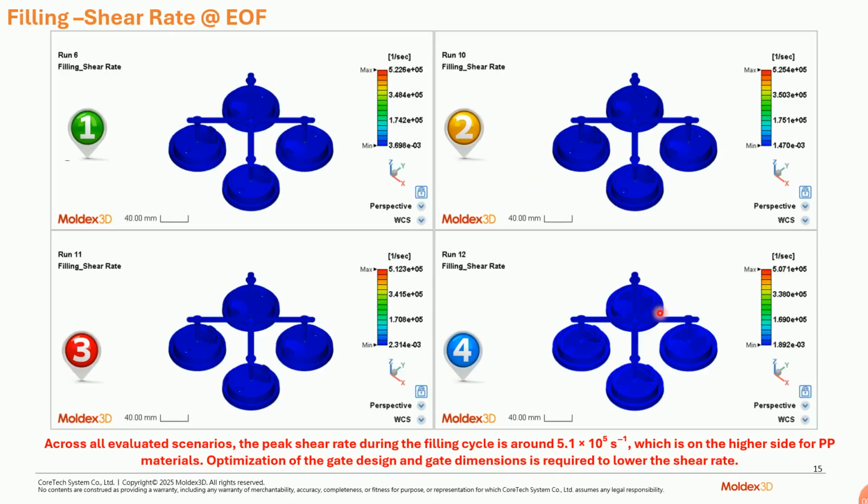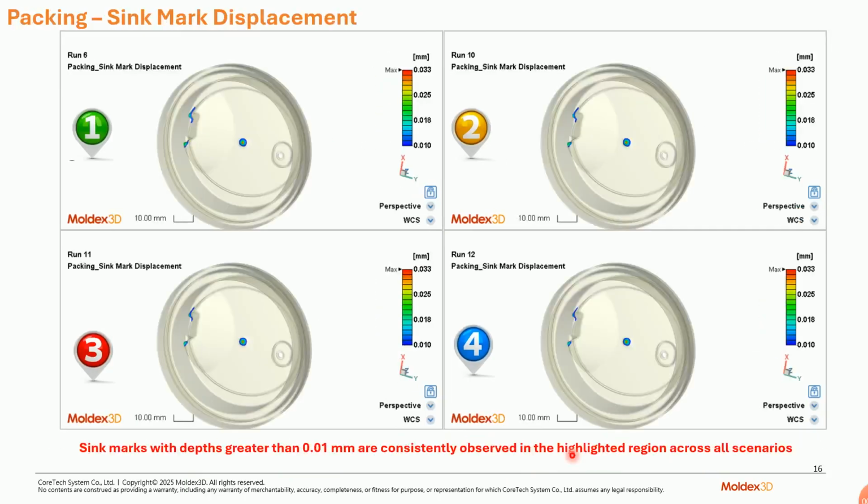Then we would like to check how much shear might be induced during the molding cycle with respect to the design and the process. In our case, the predicted shear rate is 5.1 e power 5. For the selected polypropylene material, it's slightly higher. Of course, in our case, due to the gate design, the material is experiencing slightly high shear. If required, the customer can rework the gate design, which may help us reduce the shear effect as much as possible.